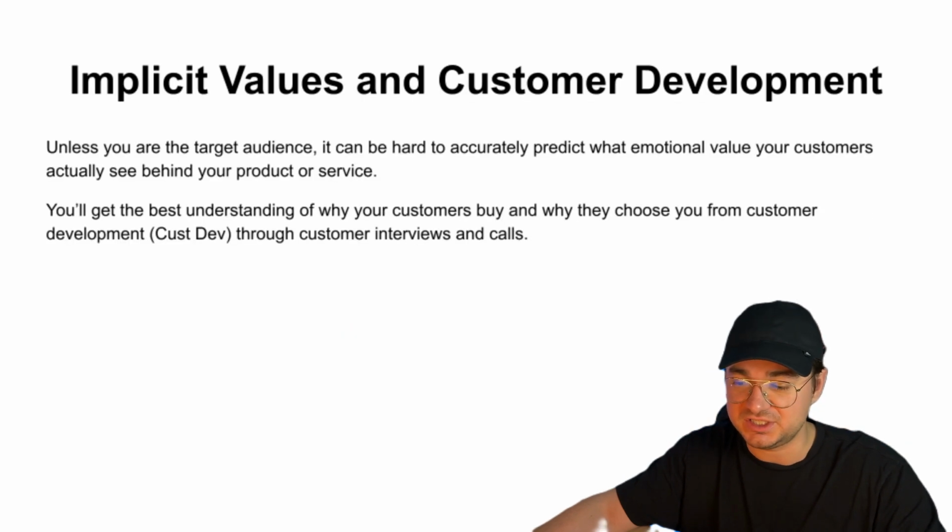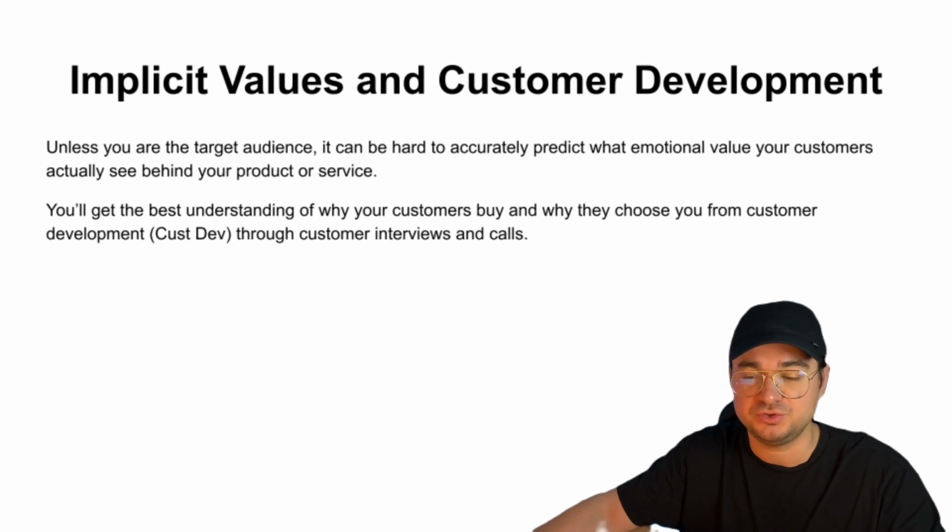Now that we're done with explicit values, we still have these implicit values. Here you record the recurring messaging your competitors use again and again in their marketing and their website. This part of the analysis is tricky because unless you're the target audience, it's extremely hard to put yourself in the shoes of another person and accurately predict what emotional value they place on a certain product or service.